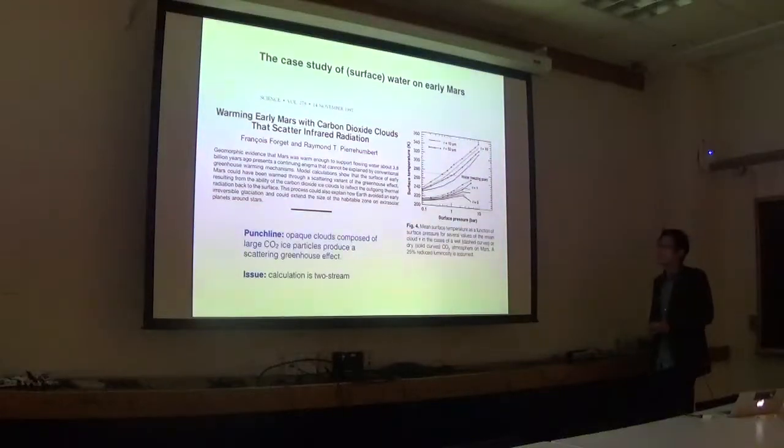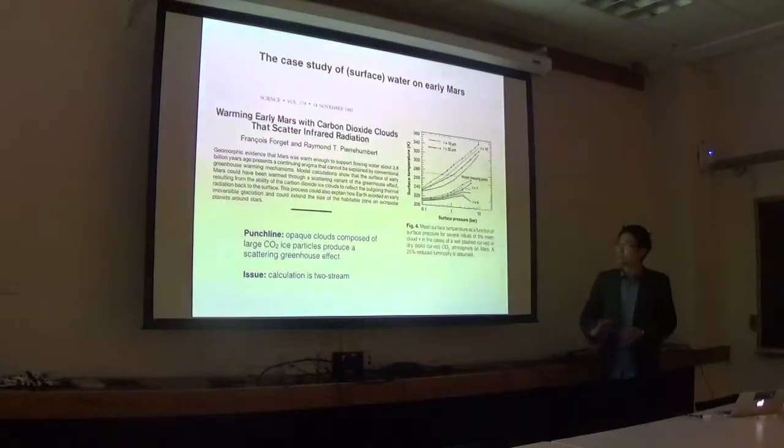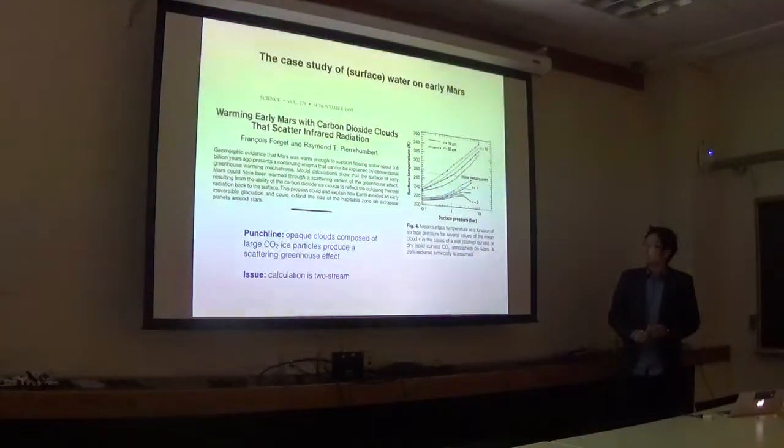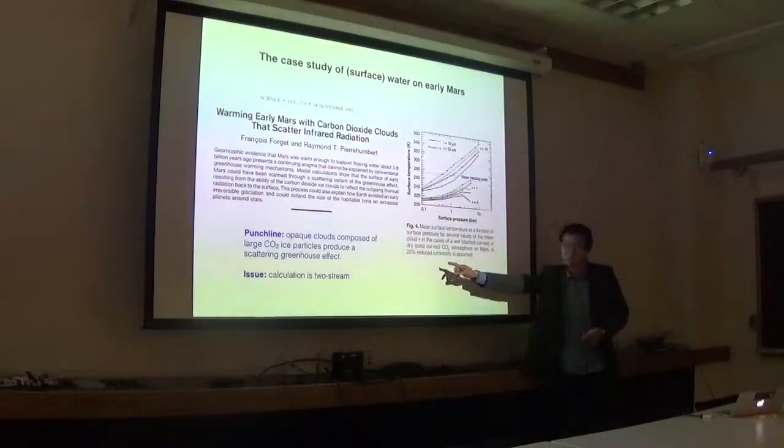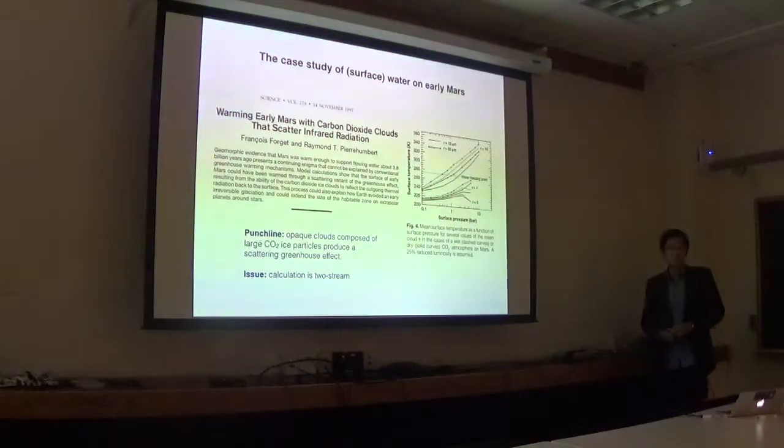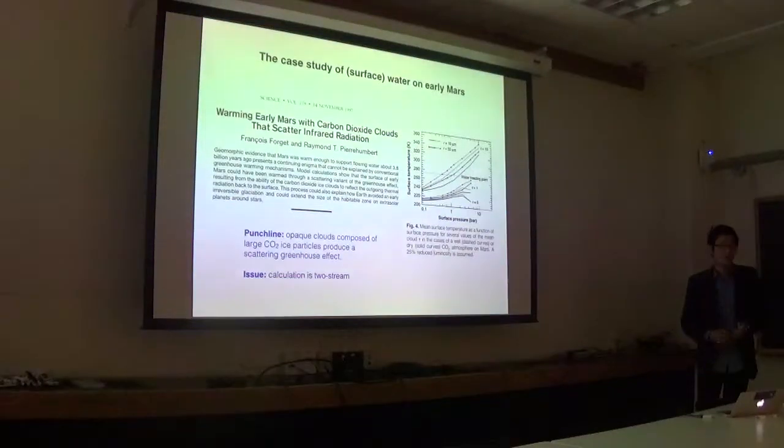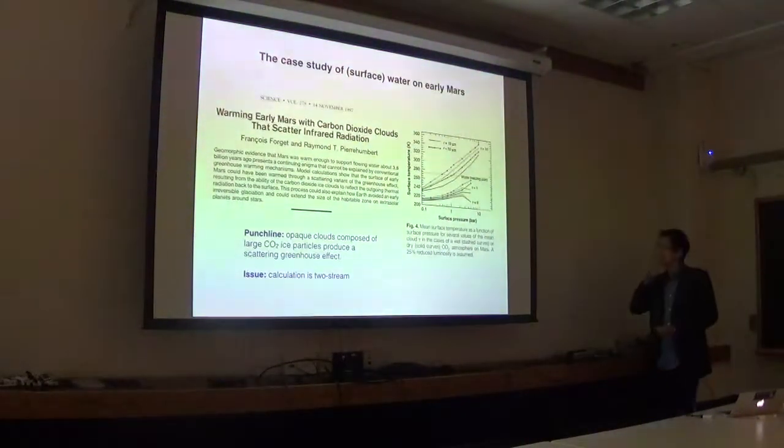So during the time we thought this was happening, and this is something I will not talk about in this talk, we thought that the luminosity of the sun was reduced by 25%. So you need an explanation to come up with a climate that can produce this on early Mars, so that you can have liquid water at the surface.